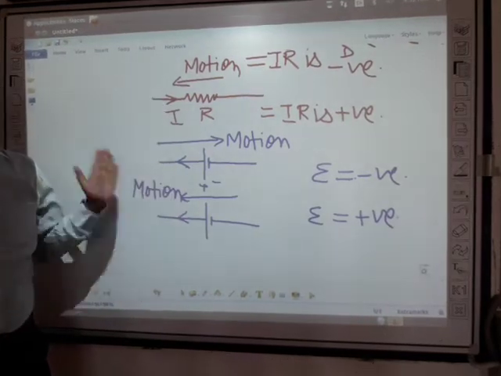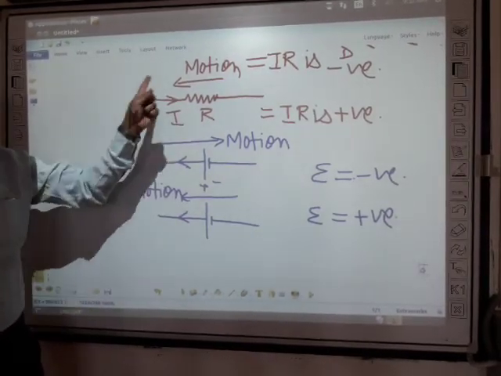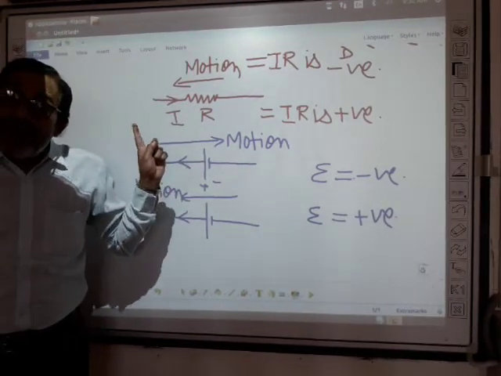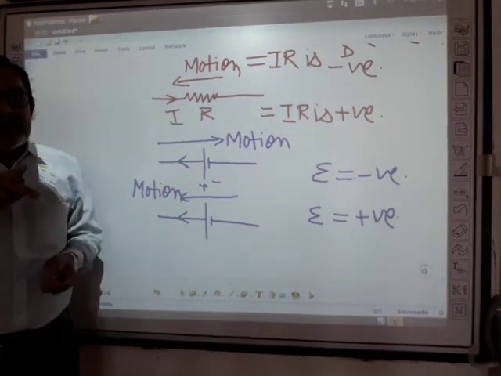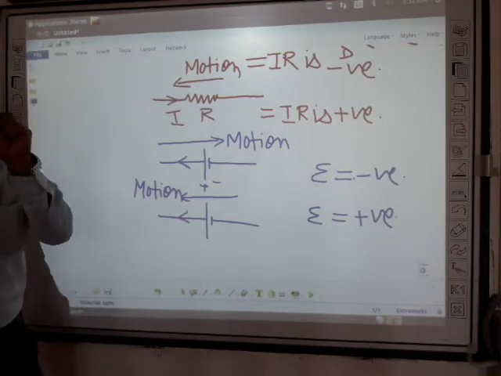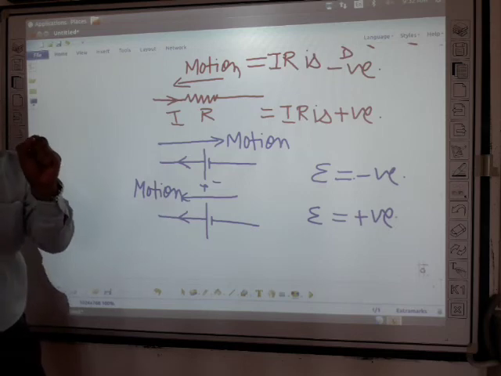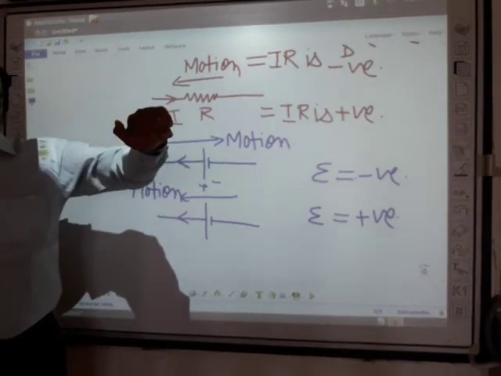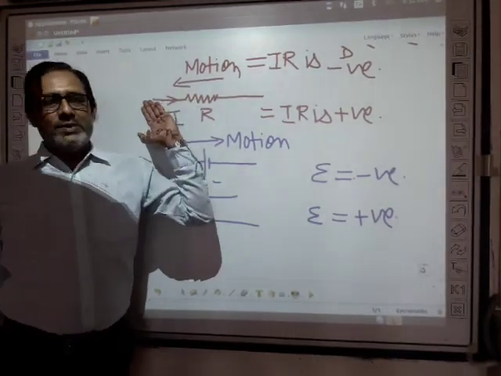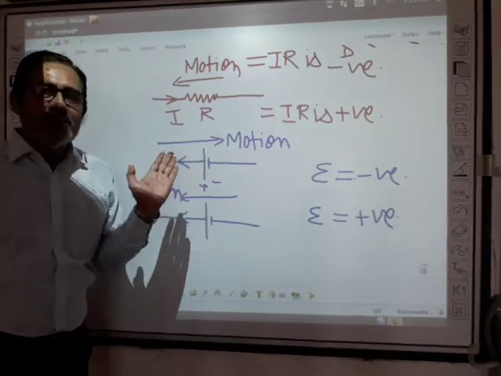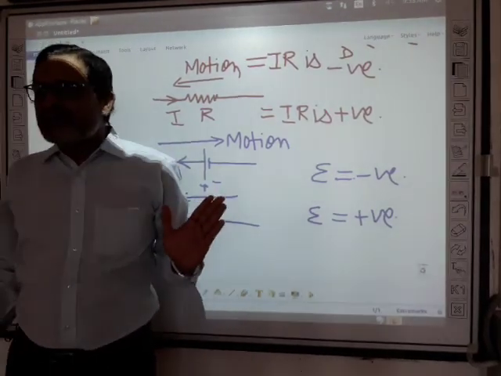Now, how can we use it? This is the first one. The direction of current and the direction you choose to close the circuit, remember, that is known as motion. If the direction in which you close the circuit and the direction of current are the same, then it is negative, and if opposite, it is positive. So is it clear to all of you?